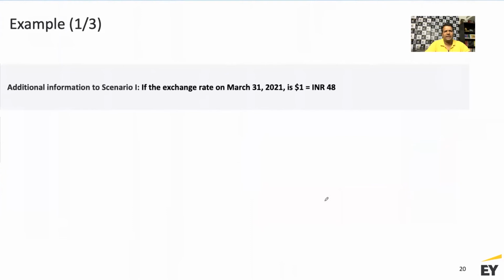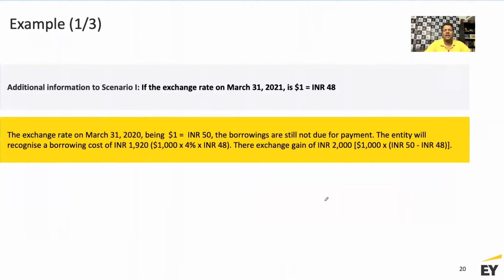Let's further extend this. If the exchange rate on March 31st 2021 is INR 48, and the exchange rate on March 31st 2020 was 50, it has come down from 50 to 48. That means there's a 2 rupee gain from 2020 to 2021. The borrowings are still not due for payment. The entity will recognize a borrowing cost of INR 1,920, which is 1,000 into 4% into 48 for that year.